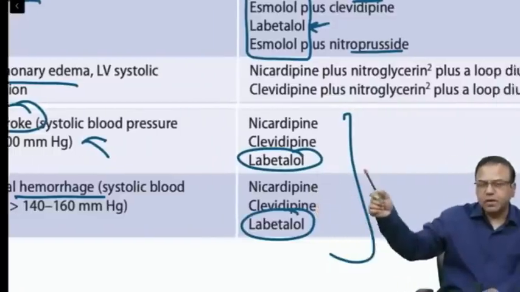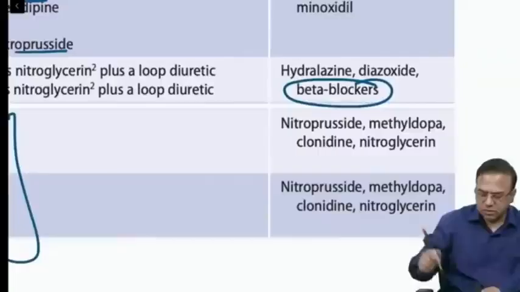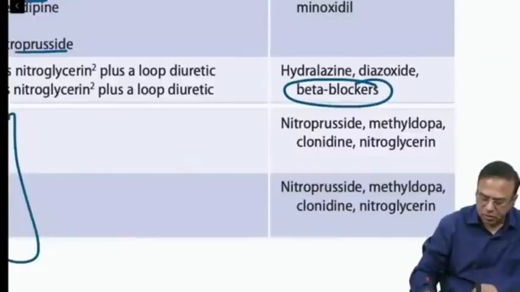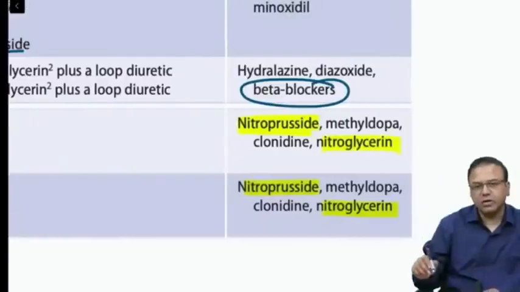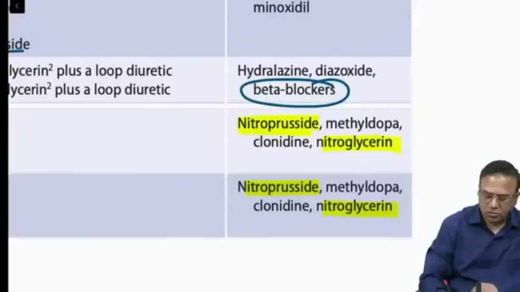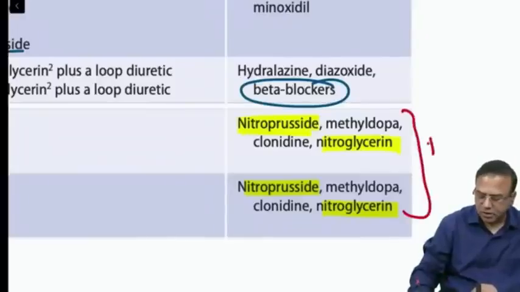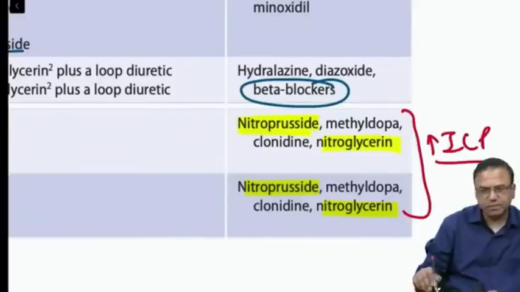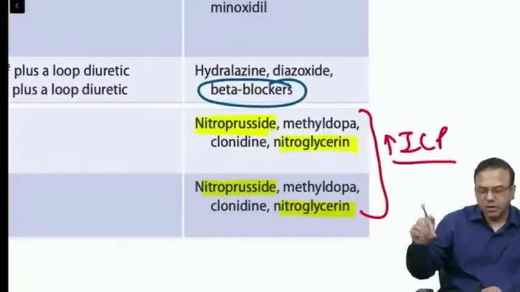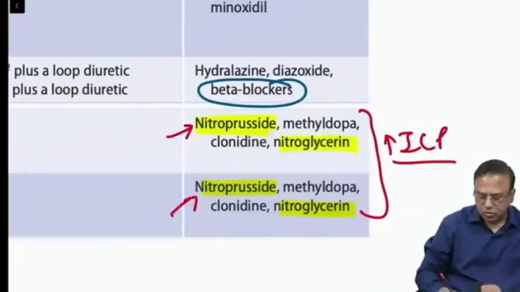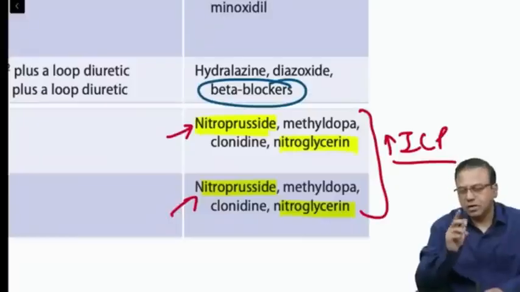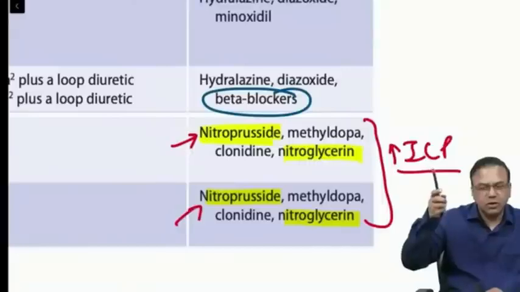This is for stroke, but what you should not use, a repeat question in this area, is anything starting with the word nitro: nitroprusside, nitroglycerin. They increase intracranial pressure. There are other drugs also that are contraindicated, but repeatedly they are asking about nitroprusside. So two places nitroprusside is contraindicated: the ischemic heart disease patient and the stroke patient. Don't use nitroprusside. It will increase intracranial pressure and worsen the patient.